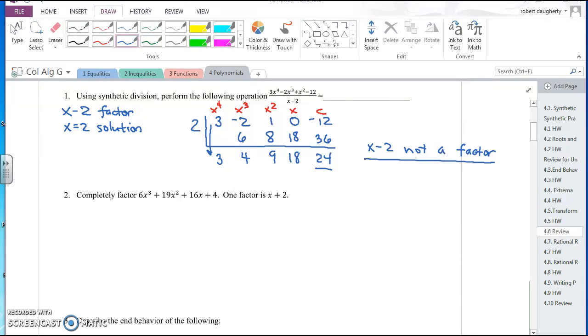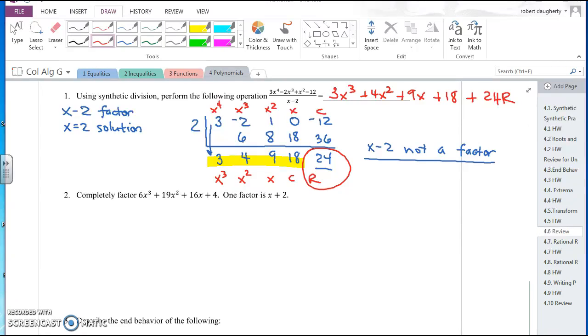So my answer, I can read my answer off of here. So this corresponds to my x cubed, my x squared, my x, my constant, and my remainder. So the answer is going to be 3x cubed plus 4x squared plus 9x plus 18 plus a remainder of 24. Okay, so synthetic division, here I got a non-zero remainder. So I did not find a factor, and then I see the solution of the division is indicated up there.